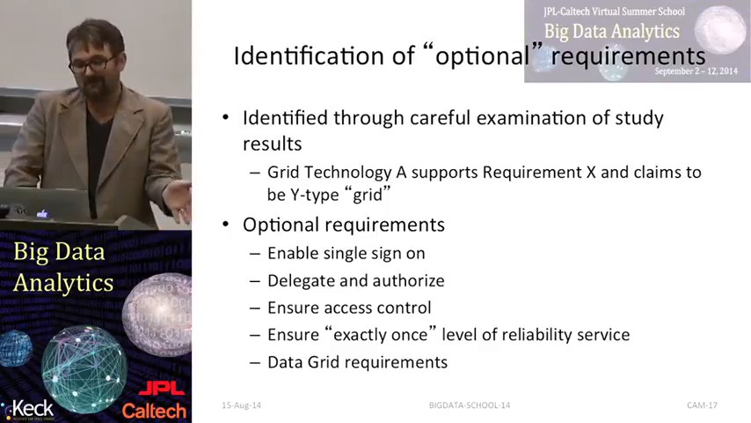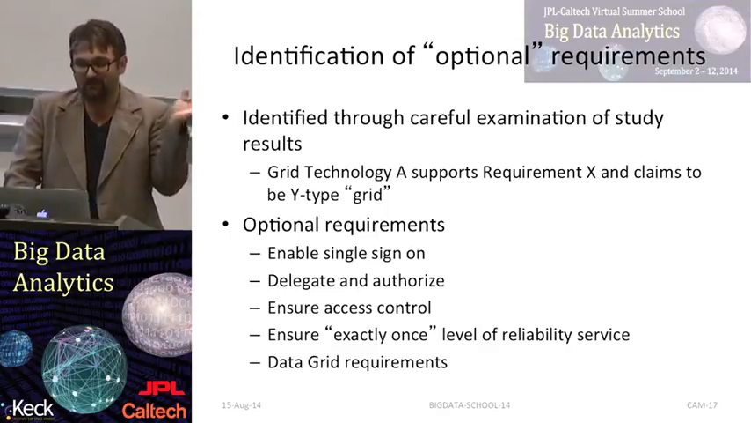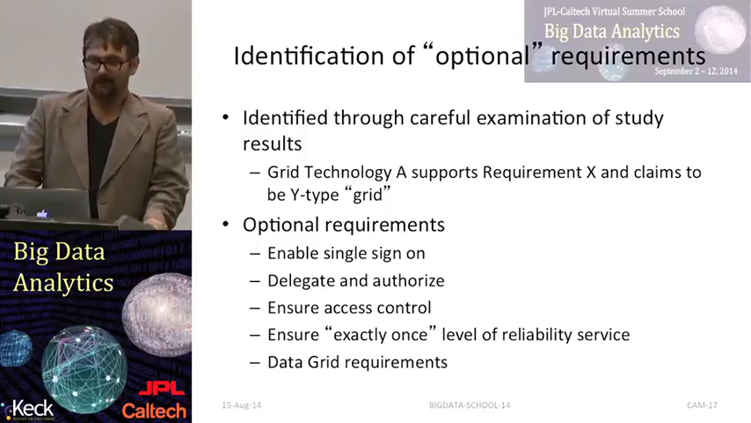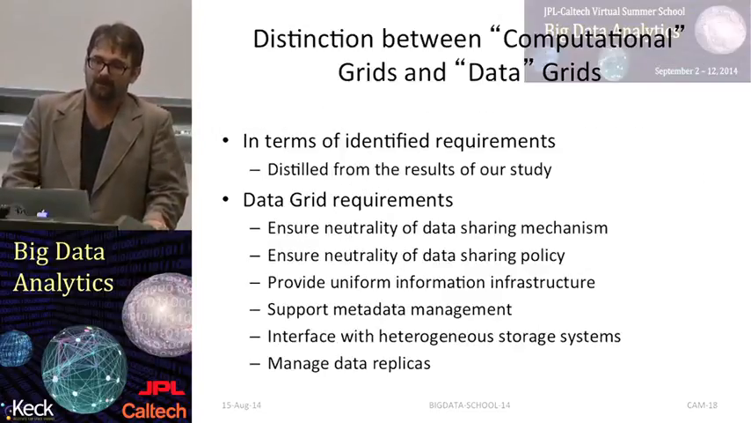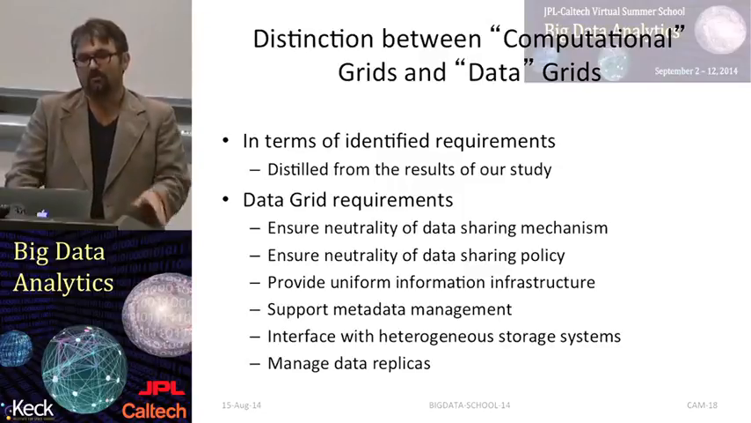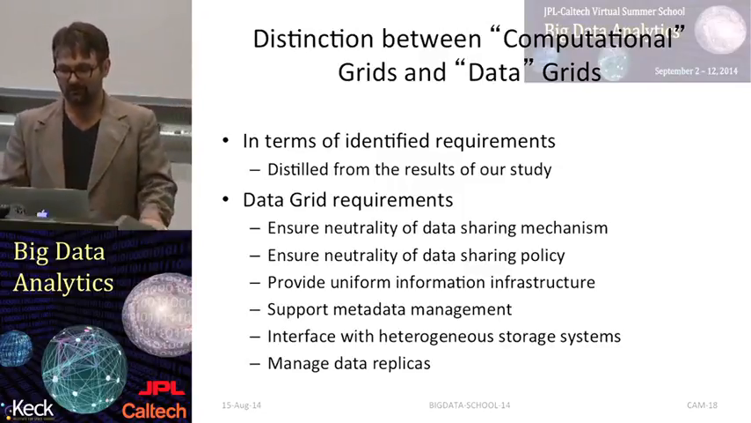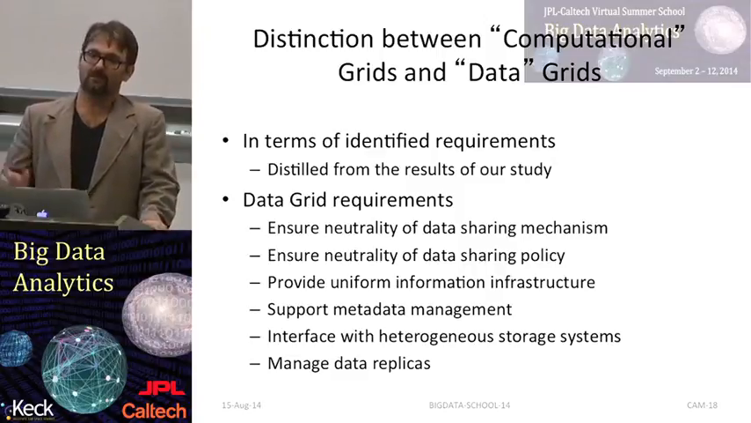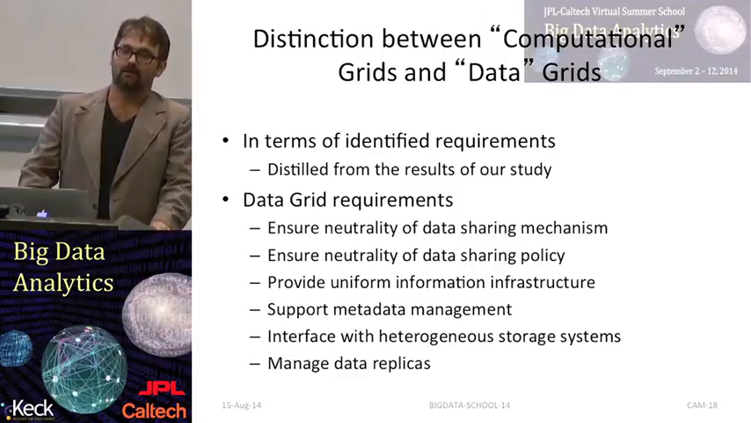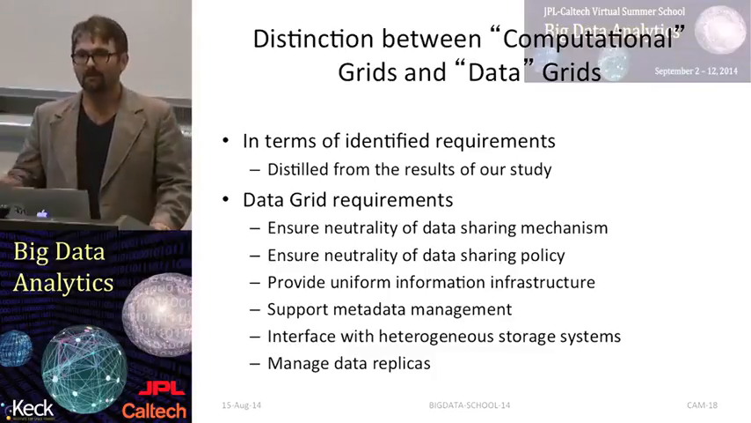So, it seems like single sign-on is optional. It seems like data grids are optional, okay? And also there is a distinction between data grids and computational grids, right, in terms of the identified requirements for that. Okay, so these were the results of our study, taking an analysis of the actual code and its mapping to software architecture.